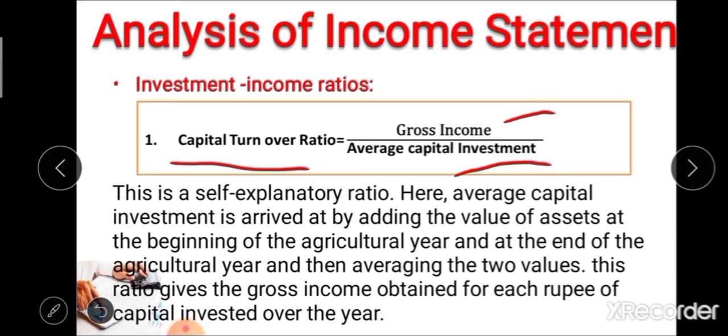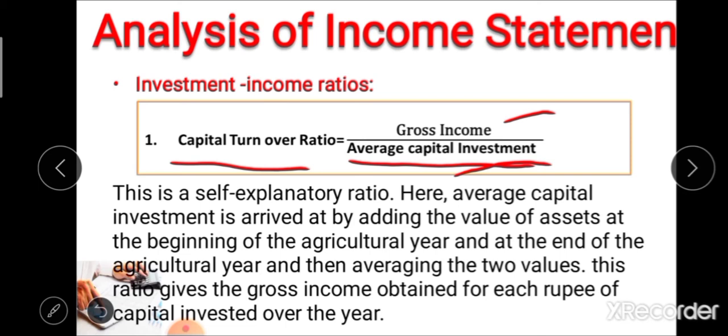And this average capital investment is calculated by adding the value of asset at the beginning of the agricultural year and at the end of the agricultural year, and then averaging these 2 values, we get average capital investment. And by taking the ratio of gross income and average capital investment, we get capital turnover ratio.